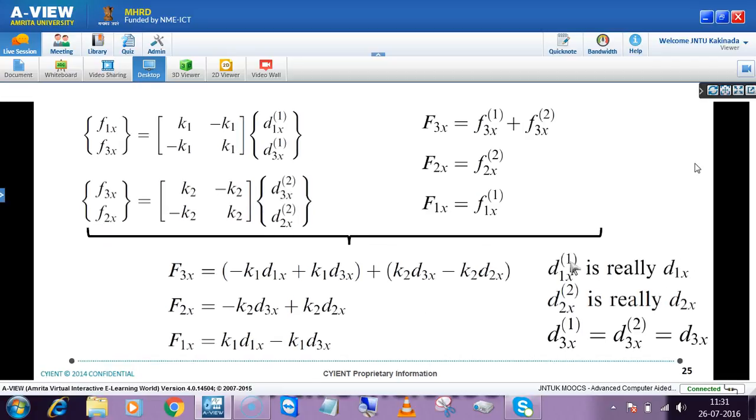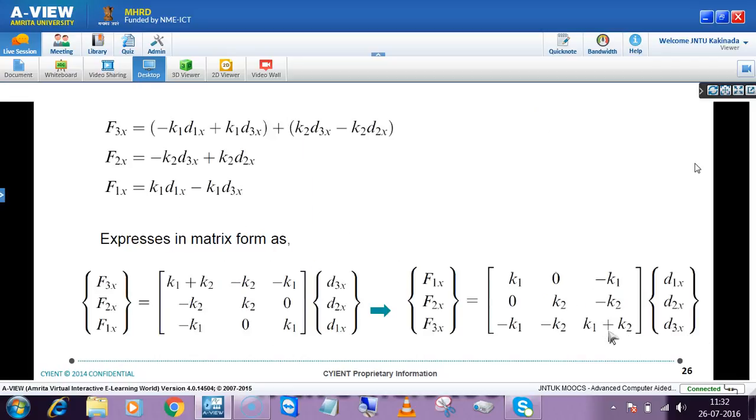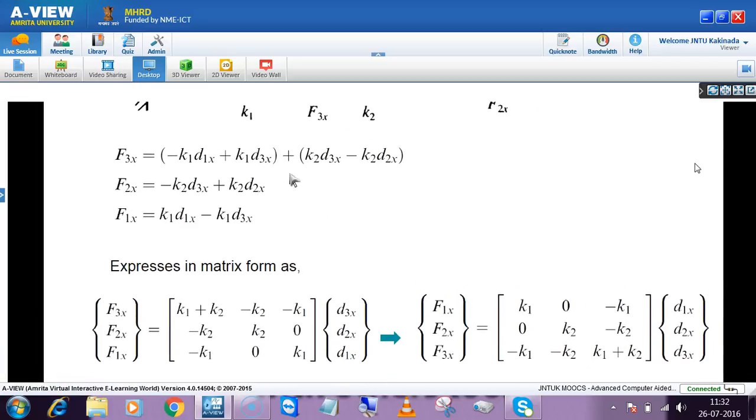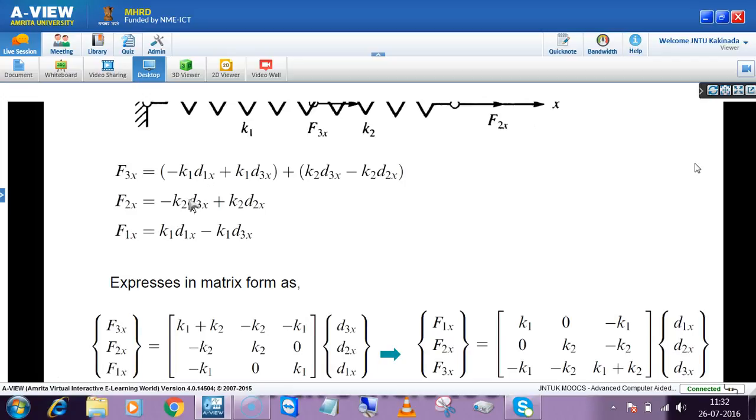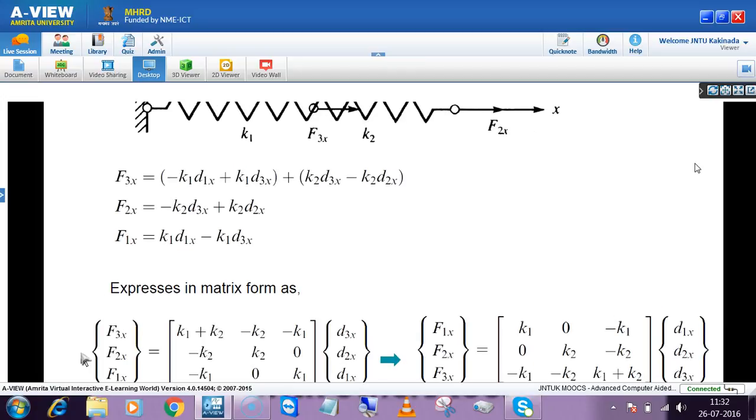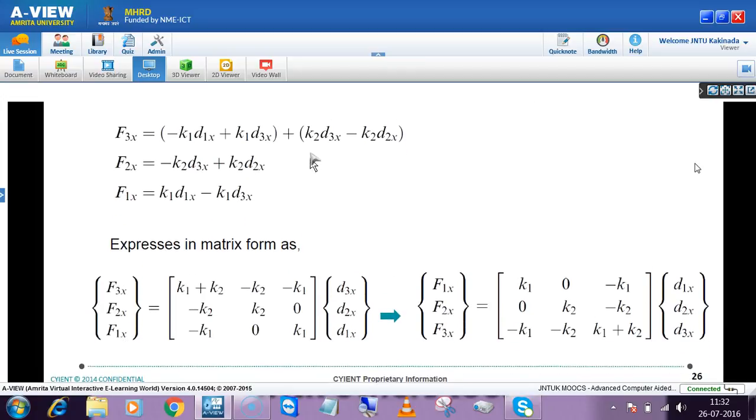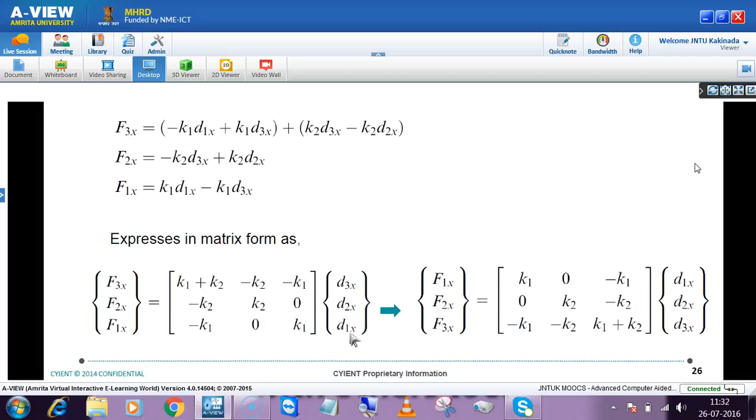Here D1x of element 1 is D1x, D2x of element 2 is D2x, and D3x of element 1 equals D3x of element 2 equals D3x. This is what we discussed in the last slide. So these are the equations we got after taking into account the forces in the model. Then if we put it in matrix form, directly we can put F3x, F2x, F1x, and D3x, D2x, D1x.